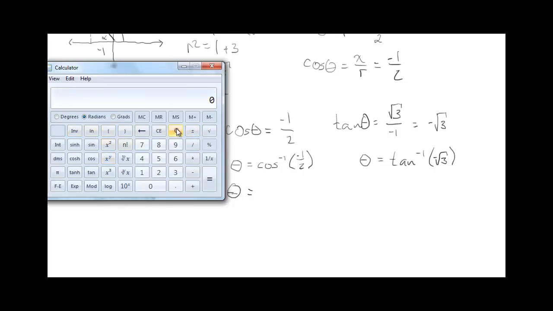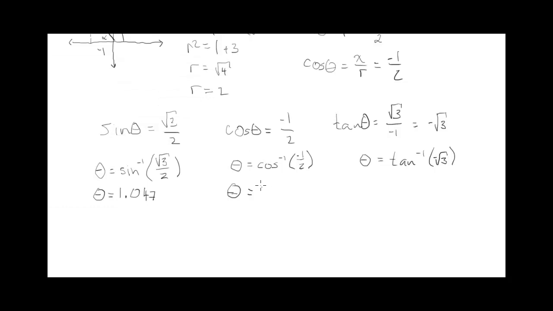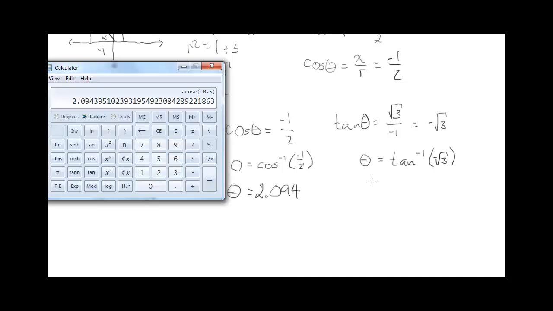So let me just fix that. It was negative 1 divided by 2. And then I need to do the inverse cosine of that number, which is 2.094. 2.094 is actually a different number than I got here. I'm going to talk about why that is. Only one is correct, and we're going to talk about which one is correct.